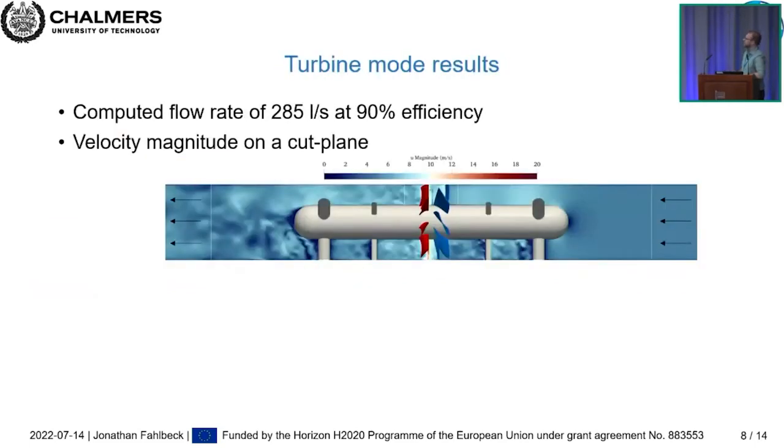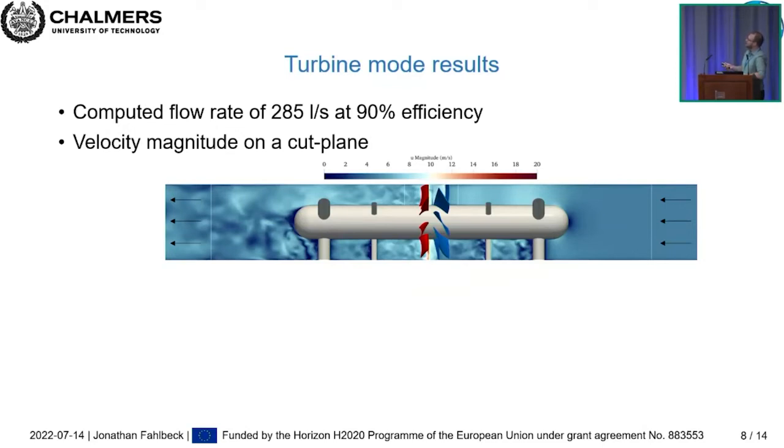So just looking at some results here in turbine mode first. One of the things that we want to see is roughly what flow rate we can compute with this pressure boundary condition. And we achieve 285 liters per second, and the hydraulic efficiency of the turbine is roughly 90% here. This 285 liters per second is roughly what the people at the lab say is a good operating point if we can manage this. So I hope that this is the type of flow rate we can achieve in reality as well.